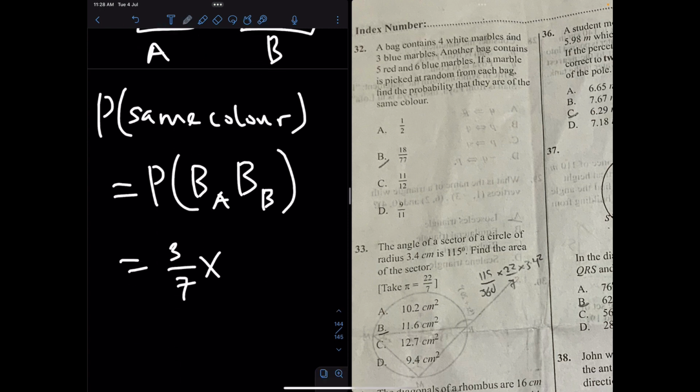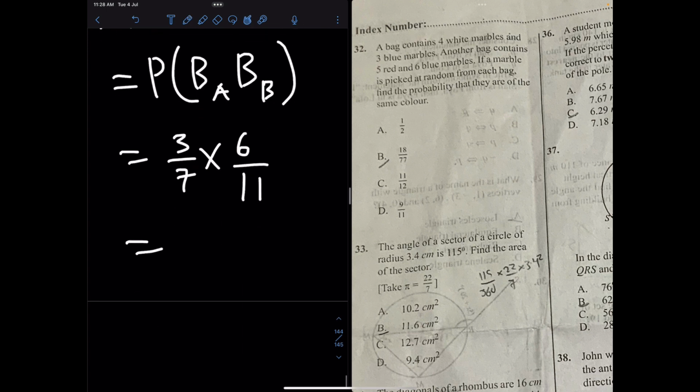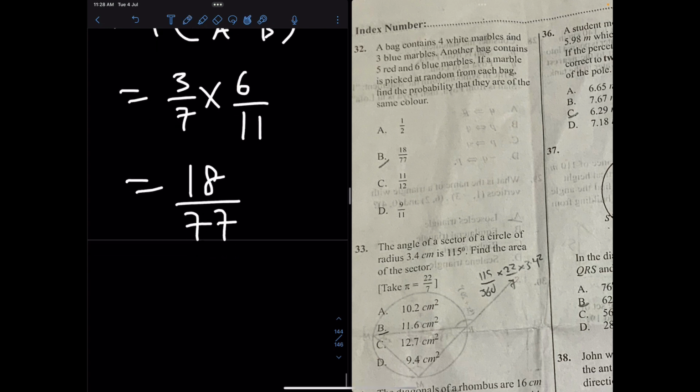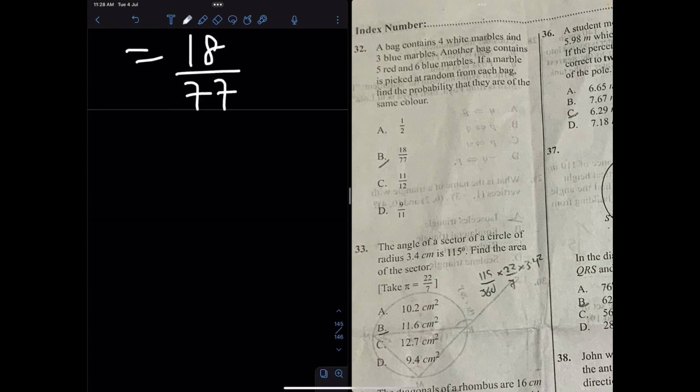6/11. That's 3/7 times 6/11, and that's equal to 18/77. So the probability that the 2 marbles are of the same color, if a marble is picked from each bag, will be 18/77, and the correct option is B. Now we go straight to the next, which is 33.